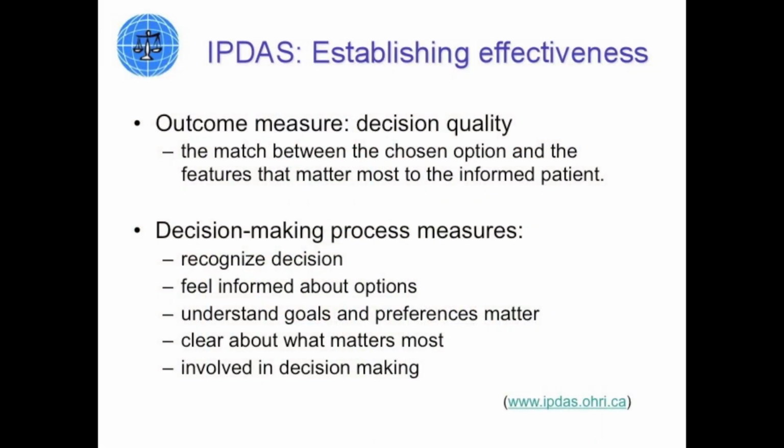Another framework that we might want to look at for considering evaluation is the International Patient Decision Aid Standards, and in particular the chapter on establishing effectiveness that's just being updated right now, with Karen Sepucha and Richard Thompson leading this update. And in this framework, there's two measures that map nicely onto Jean's presentation. One is around the decision quality outcome measure, which is defined as a match between the chosen option and the features that matter most to the informed patient. And the second is the process measures, looking at things like, did the patient know a decision was being made?